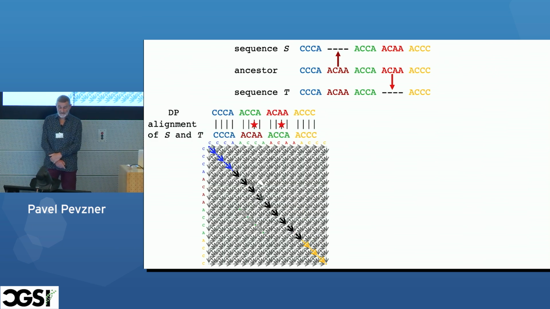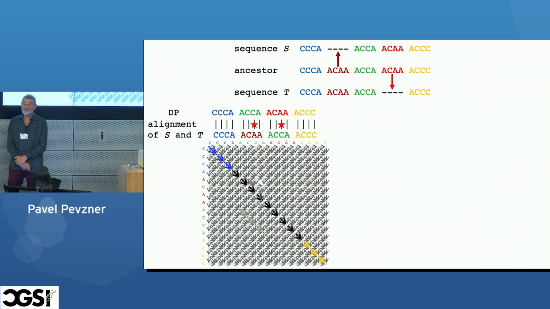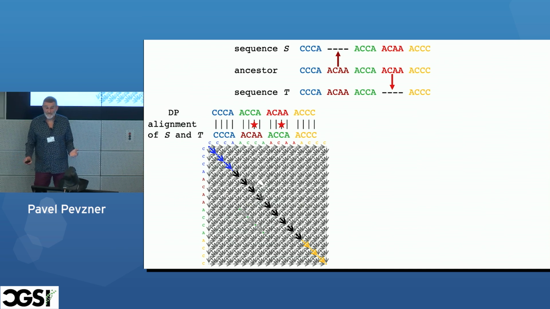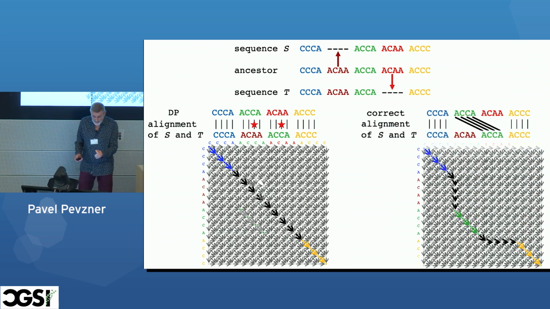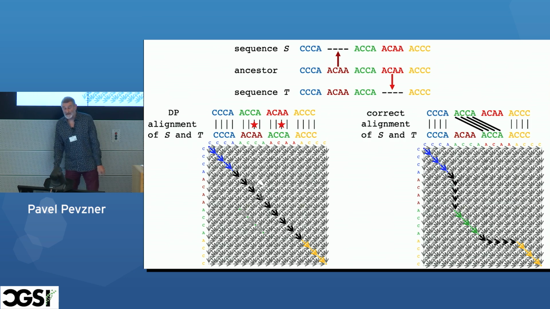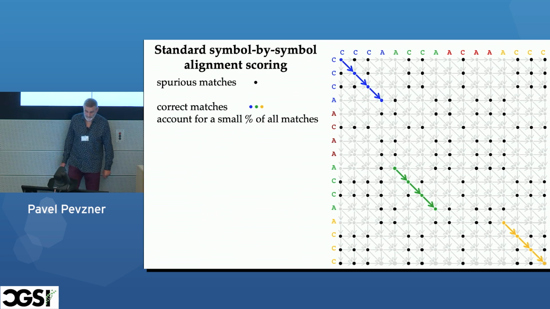If we start comparing them, we get a very nice alignment with just 2 mismatches, but it is completely wrong. If we wanted to find the mutations that really happened, that would be completely wrong. This mutation did not happen. The correct alignment is this. So how do we find it? How do we find the correct alignment?